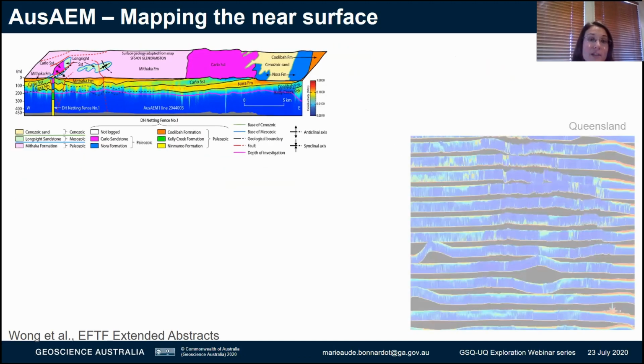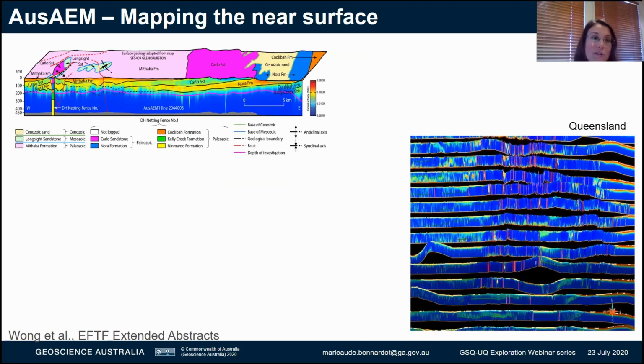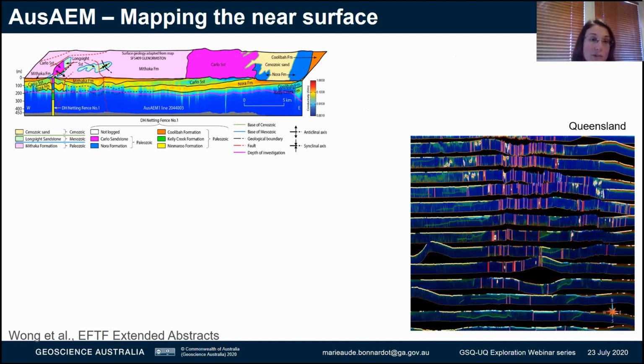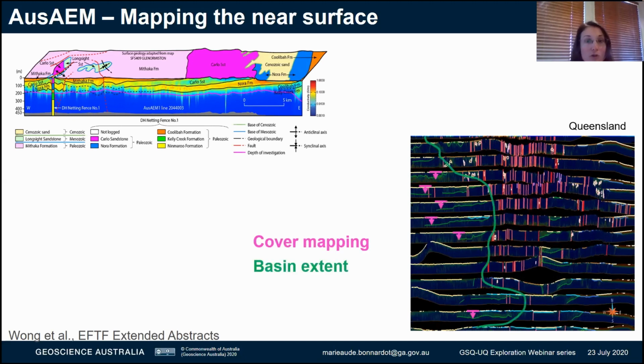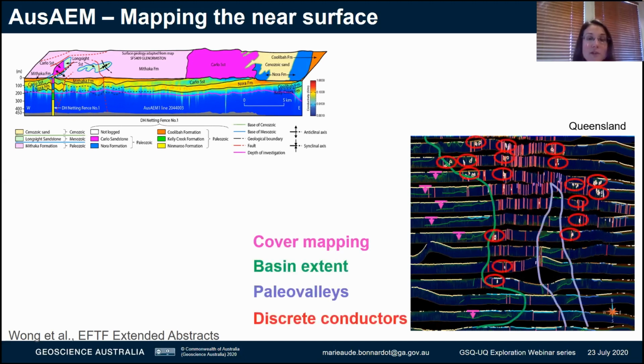So using this data integration approach and with the objective of mapping the cover at continental scale, we conducted a first pass interpretation of the AusAEM 1 survey. And we focused on mapping the major age boundary. From this interpretation, we were able to reevaluate the spatial extent of sedimentary basins and map the cover.